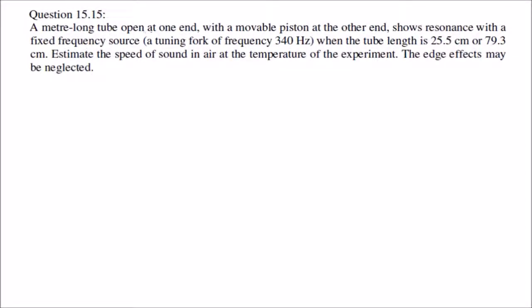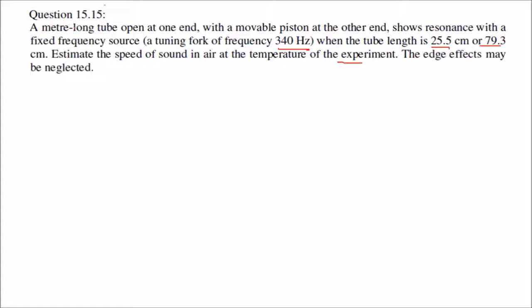A meter long tube open at one end with a movable piston at the other end. It shows resonance with a fixed frequency source. The tuning fork of frequency this much, and the tube length this much or this much. Estimate the speed of sound in air at the temperature of the experiment. The edge effect may be neglected.